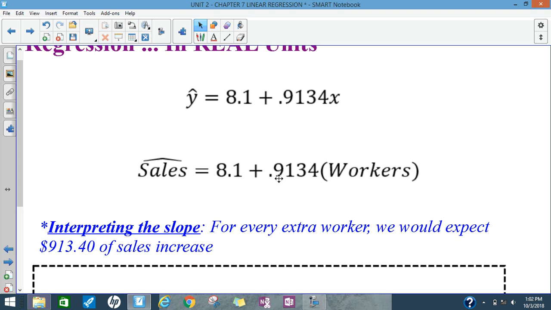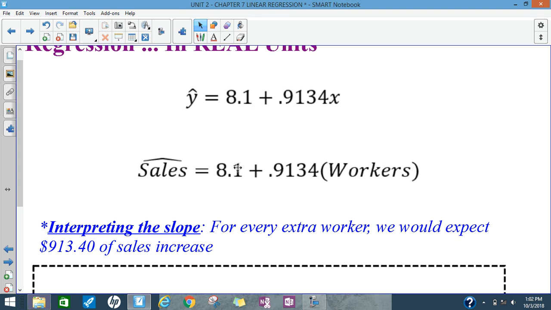So if I multiply this by 1,000, it's $913.40. So what this slope means is that for every additional worker I add working that day, we could expect to make $913.40 more sales that day. It doesn't mean it's definitely going to happen, but that is what we could predict.